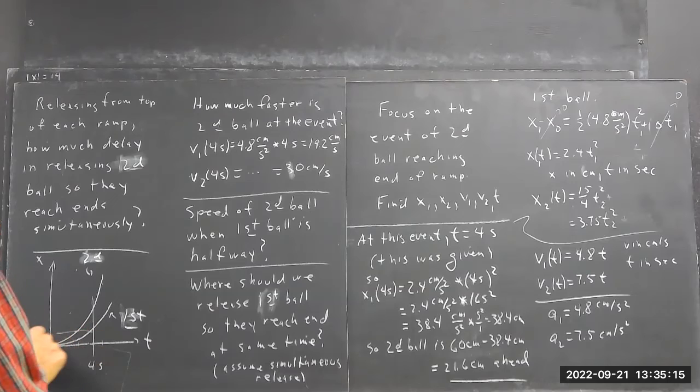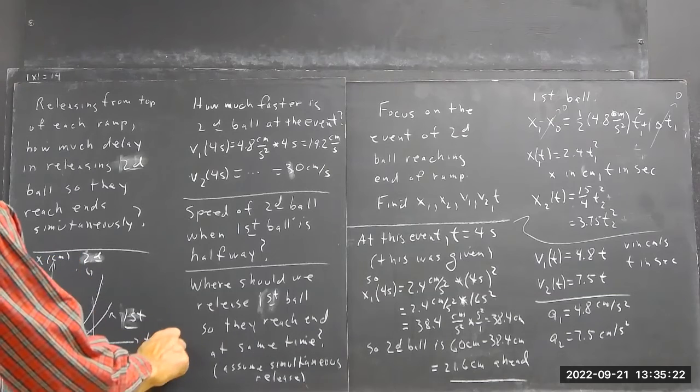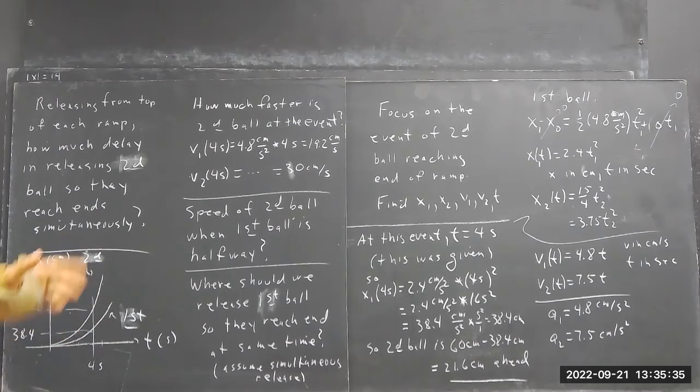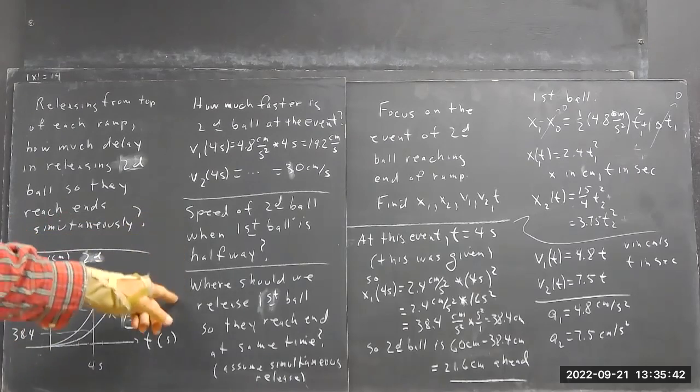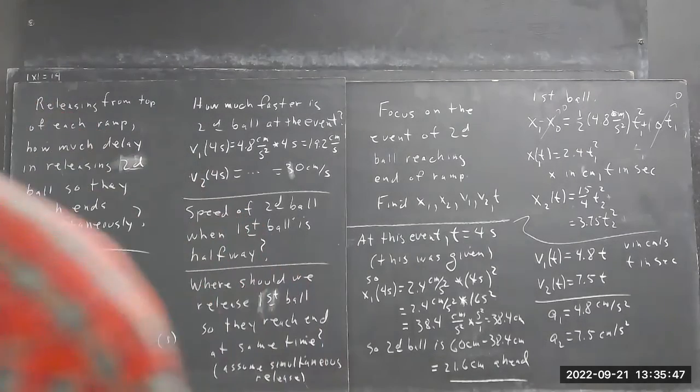And this would be 38.4. Put the units on the axis, so I don't have to write them. And this would be 60. Not a particularly realistic picture. The graph of the first ball should be a little steeper, but you get the idea, right? You want to start thinking in terms of these graphs, because the graphs can really help with some of these questions. Especially the one about the time delay.